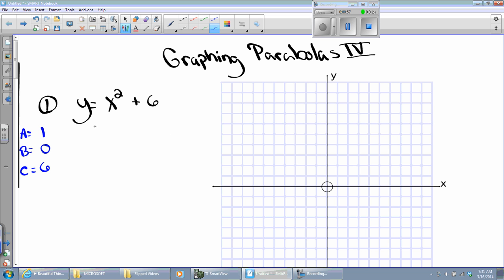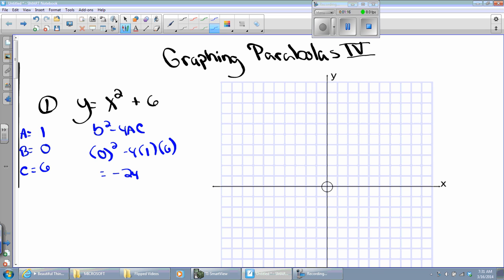All right. So I go to b squared minus 4ac, otherwise known as the discriminant. I'll have 0 squared minus 4 times 1 times 6. The value of my discriminant is going to be negative 24. There are no solutions. This parabola will not cross the x-axis.